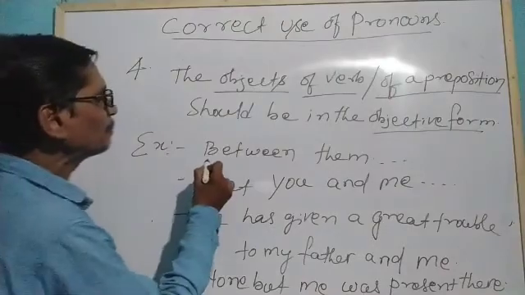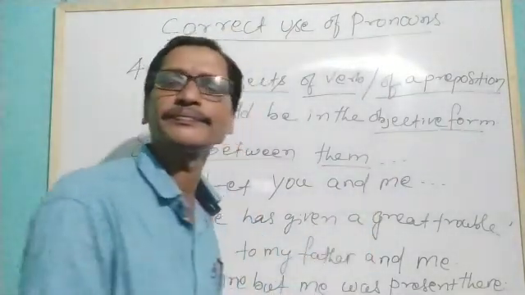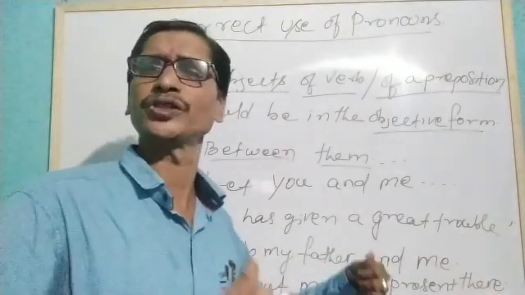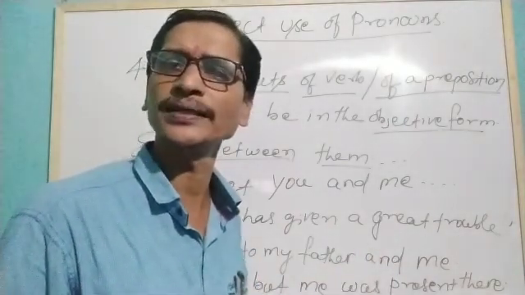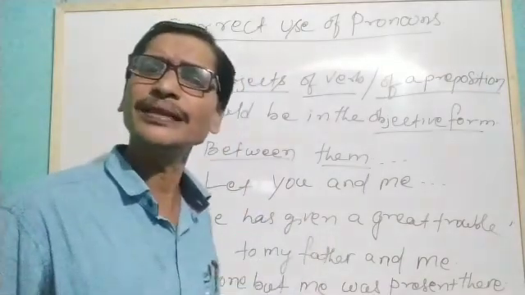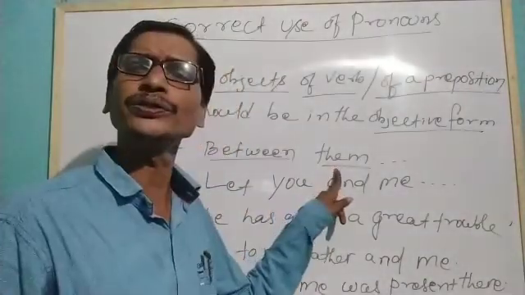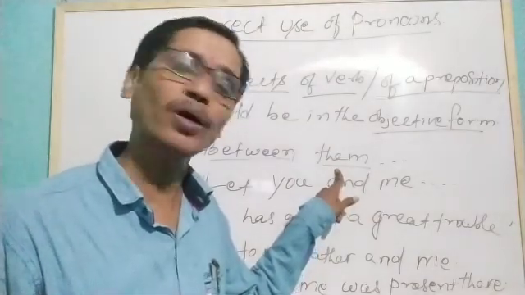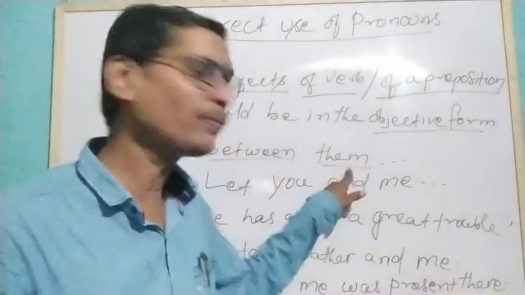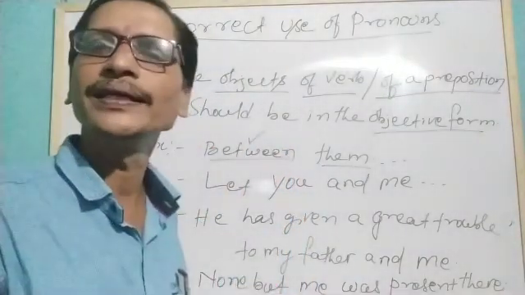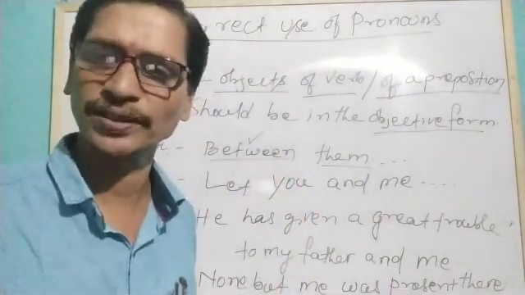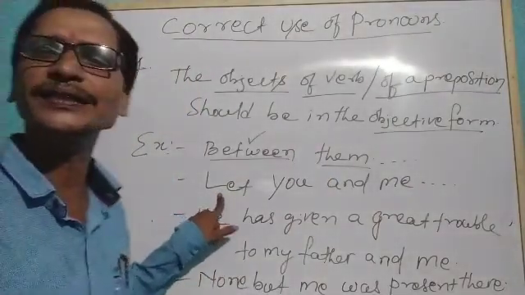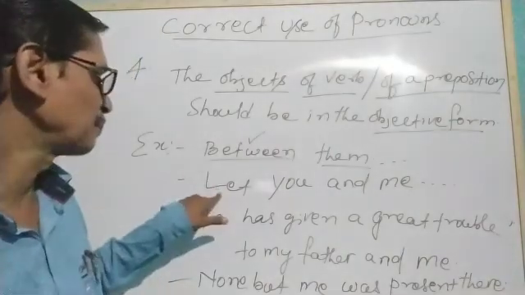You see, between them, the younger is stronger. Understand? Between them, so we cannot use 'they' here, because 'they' is the subjective form. 'Them' is the objective form because it is followed by a preposition. It is the object of the preposition. Understood?